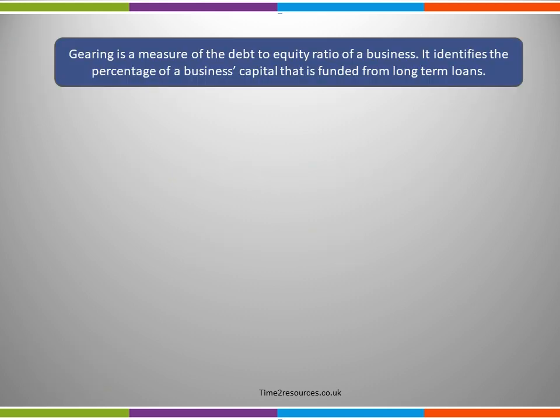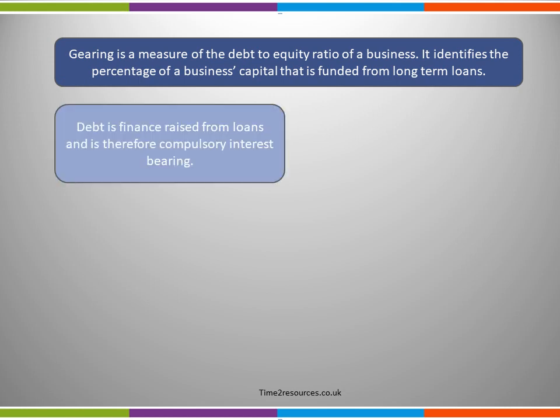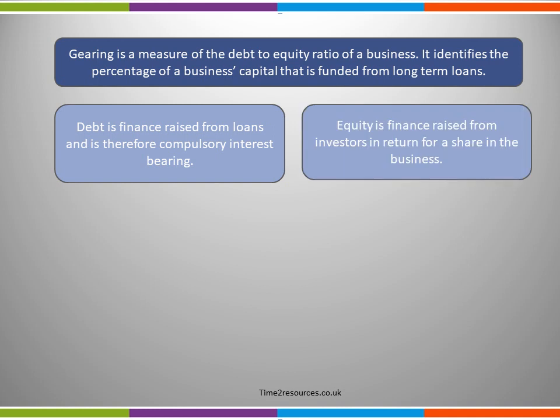Gearing is a measure of the debt to equity ratio of a business. It identifies the percentage of a business's capital that is funded from long-term loans. Debt is finance raised from loans and is therefore compulsory interest bearing. What this means is that even if the business is not making a profit, it still has to make repayments and pay interest. Equity is finance raised from investors in return for a share in the business.